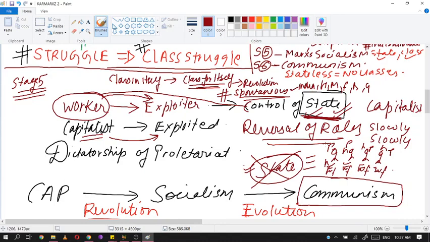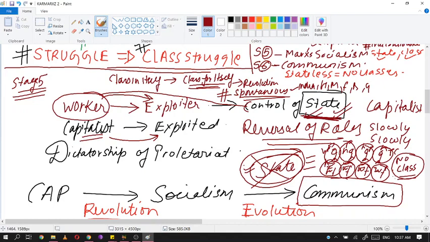At this stage, when there will be no state and everyone looks almost the same, you cannot differentiate who was a worker and who was a capitalist anymore. There is no class anymore. This stage, in Marx's world, is the stage of communism.